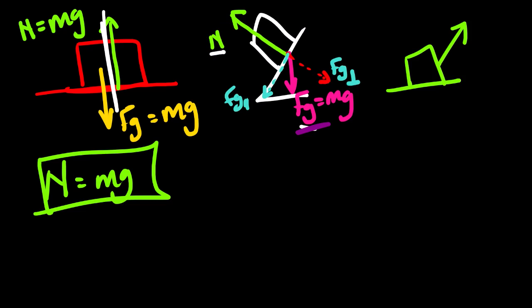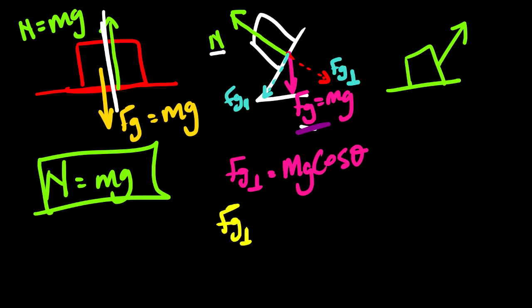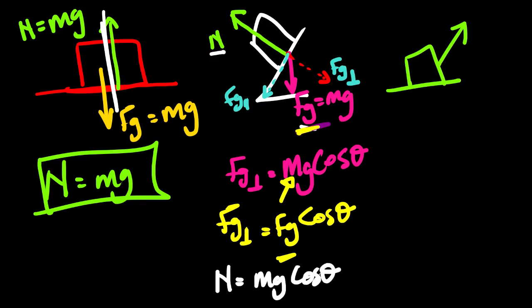Then you should know that Fg perpendicular is equal to mg cos theta. Basically we can say Fg perpendicular is equal to Fg, since it's the component of Fg, cos theta. Now when we expand this Fg, we are going to have this. So in this case it simply means that normal force is equal to mg cos theta. So should it happen that you want to calculate normal force in an inclined scenario, just know that normal force is equal to mg cos theta.